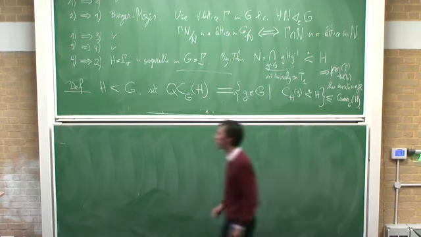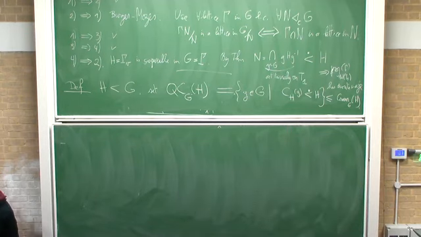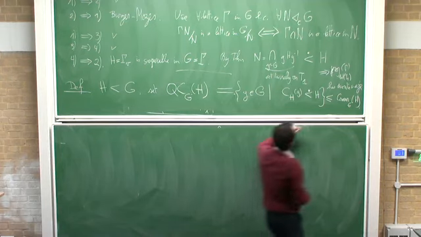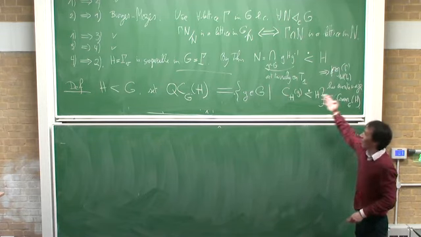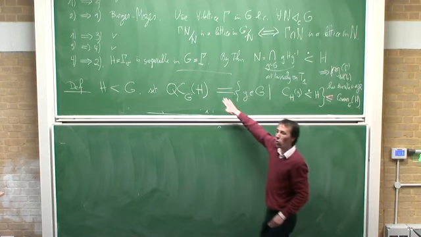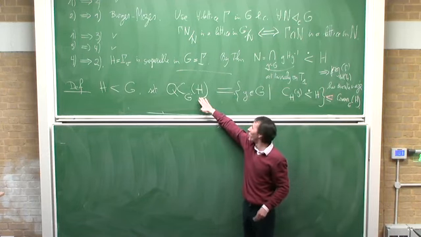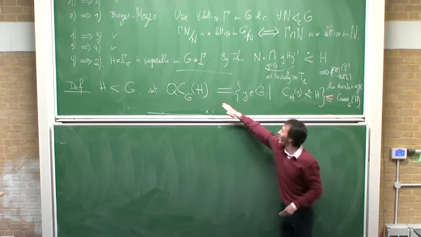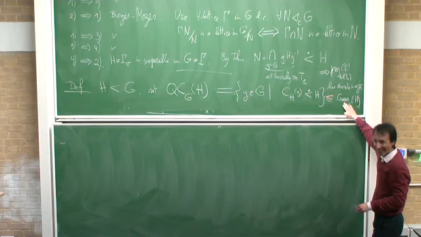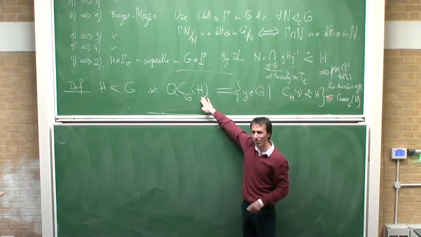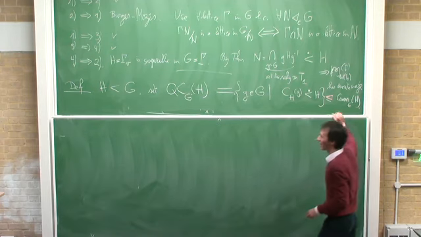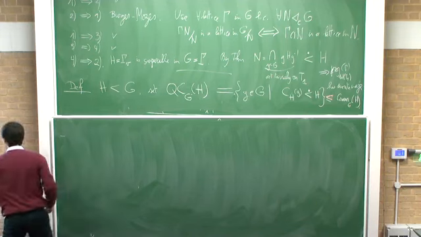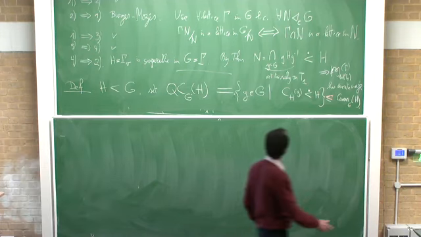I should use colors. So this is the quasification of the centralizer. The centralizer is a normal subgroup of the normalizer, and the quasi-centralizer is a normal subgroup of the commensurator. So this is all straightforward. You need to get used to that.